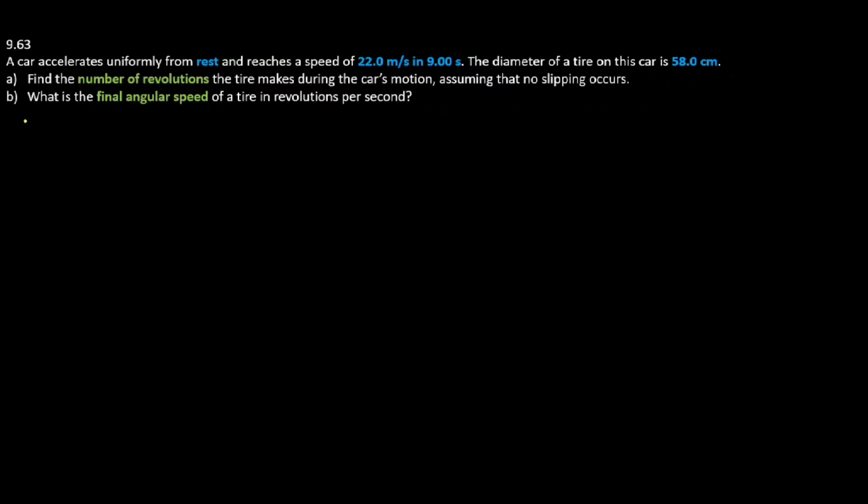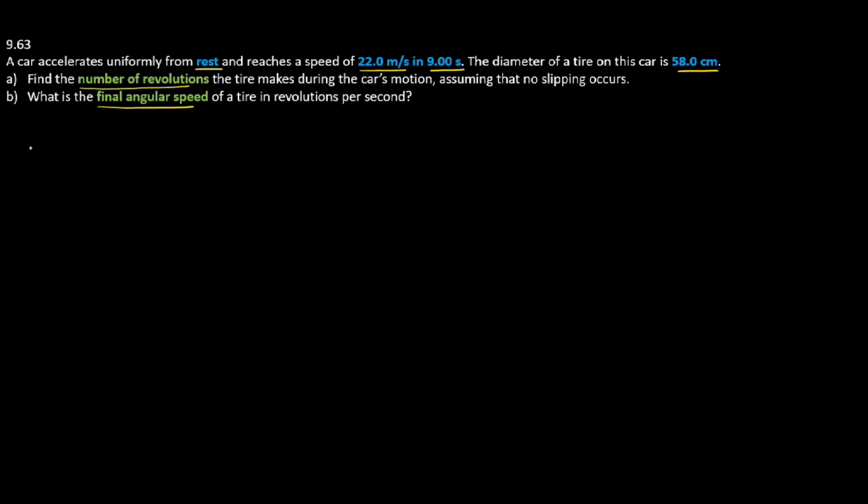Question 9.63. A car accelerates uniformly from rest and reaches a speed of 22.0 meter per second in 9 seconds. The diameter of a tire on this car is 58.0 centimeter. Part A of the question is asking us to find the number of revolutions the tire makes during the car's motion, assuming that no slipping occurs. In part B, we want to find the angular speed of the tire in revolution per second.